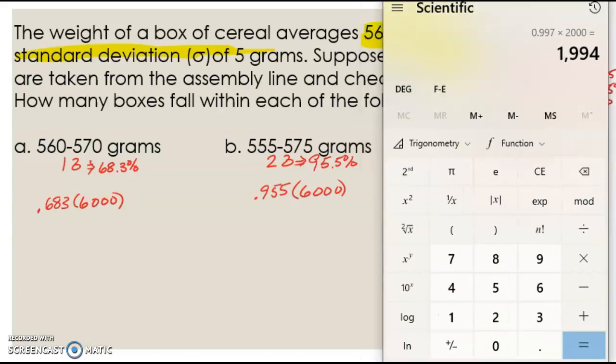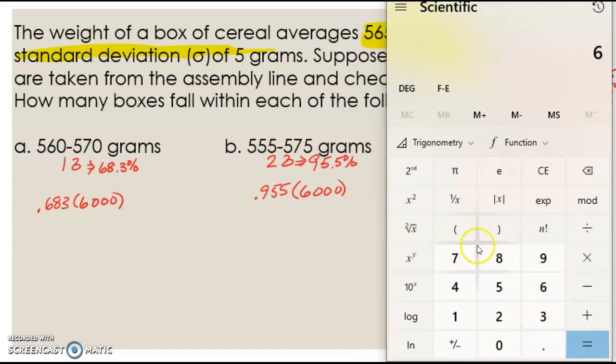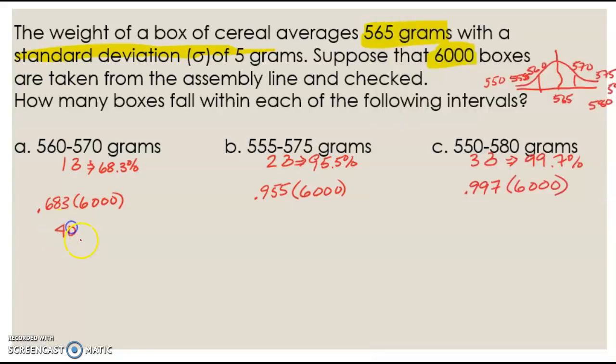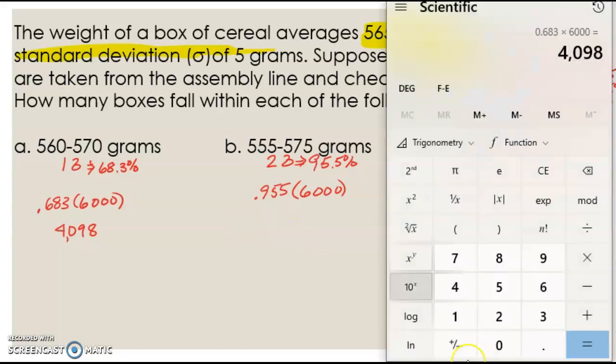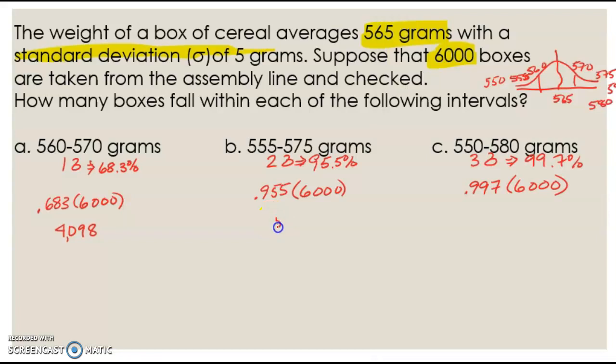Let's move this over a little bit so you can see it. 0.683 times 6,000. 4,098. So within one standard deviation, you covered 4,098 boxes. 2 standard deviations, 0.955 times 6,000. And we covered 5,730.